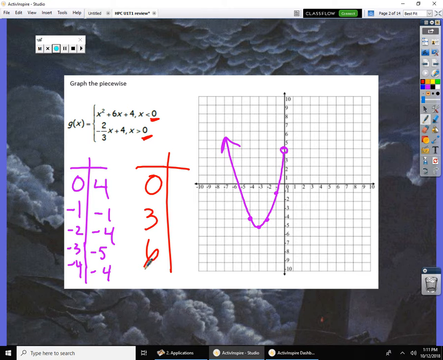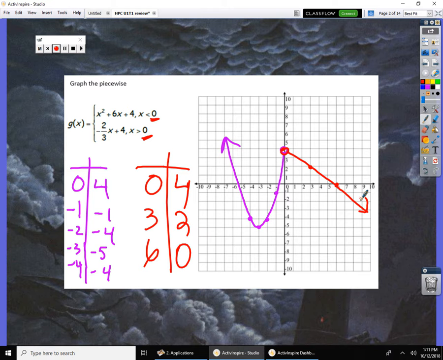So negative 2/3 times 0 plus 4 is 4. 3 divided by 3 is 1. 1 times negative 2 is negative 2. Plus 4 is 2. 6 divided by 3 is 2. 2 times negative 2 is negative 4, plus 4 is 0. I'm going to go ahead and plot these points. So, 0, 4, it overlaps. And then 3, 2. And then 6, 0. And I should have a linear function. This problem is done. A-okay? Yes, question.